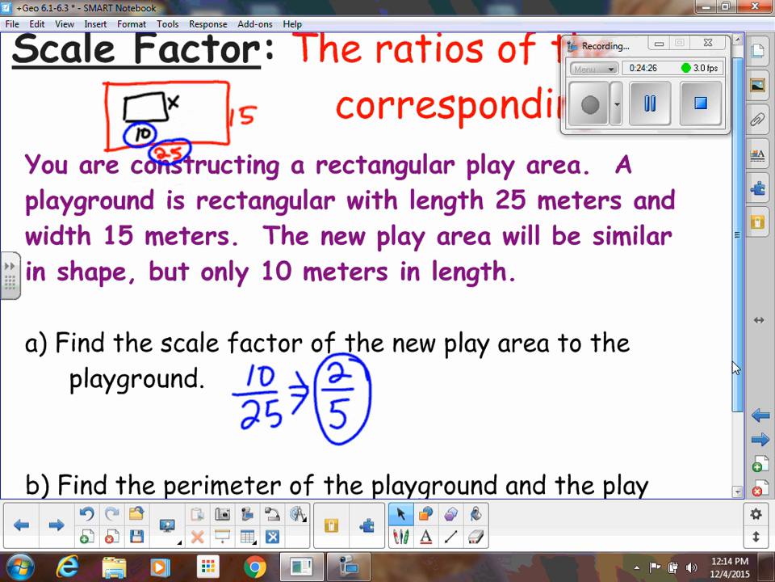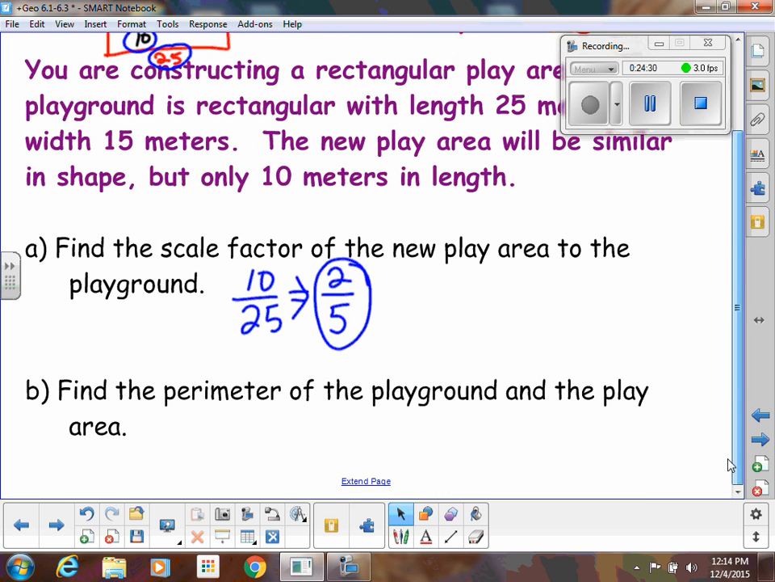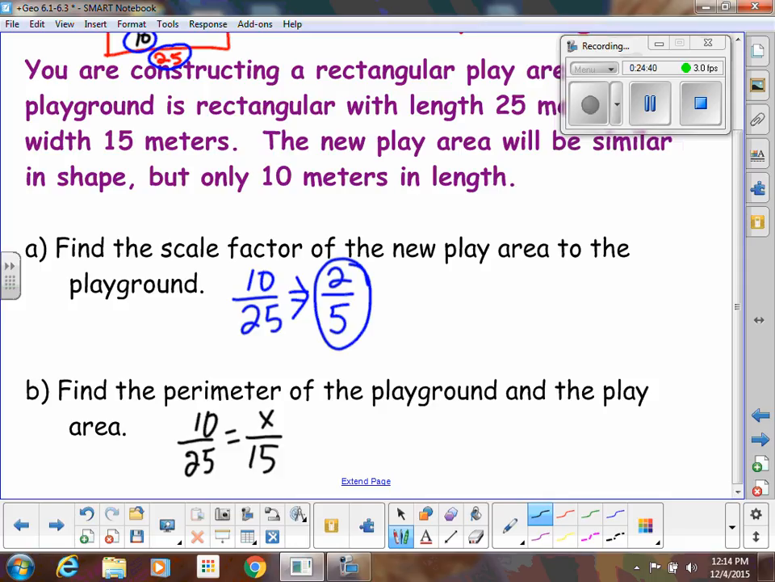So I need to find my X. So I'm going to take my proportion here. 10 over 25 is going to be equal to X over 15. So if I cross multiply, now you get x equals 6.